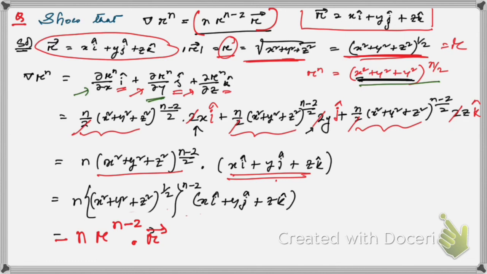So hope you have got it. What we have done, this is nothing but your r, right? This is your r. And this is your r vector. So we have put that. Okay, so this is the right hand side.